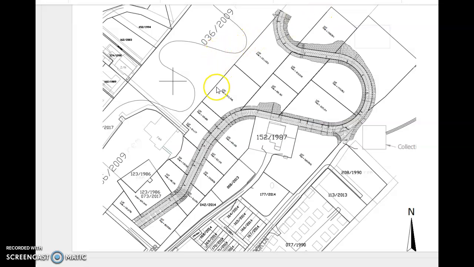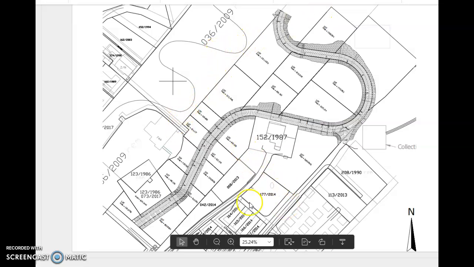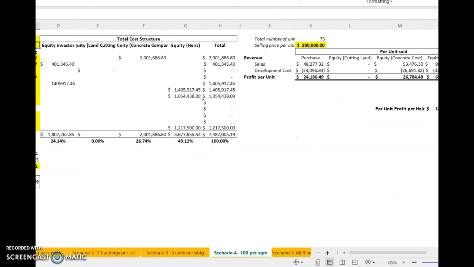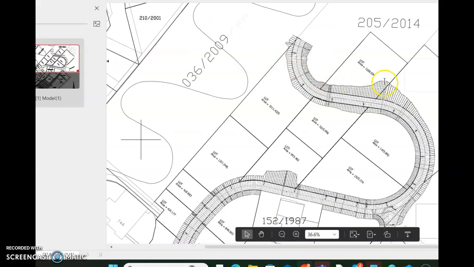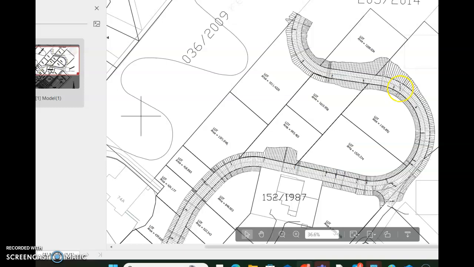I just gave you an example. Basically, what I need is an Excel sheet that I could use to calculate the risk and the profit margin on the project. Basically, this is a project. Let me show you what it is.